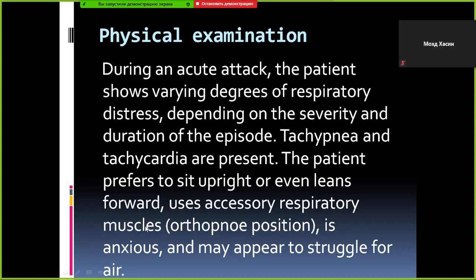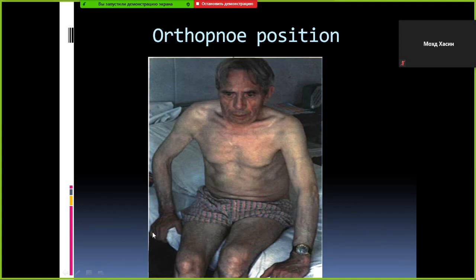The patients are anxious and may appear to struggle for air. Also very important symptoms of bronchial asthma attack. And so this is an example of orthopnoea position of our patient with participation of accessory muscles in respiration.